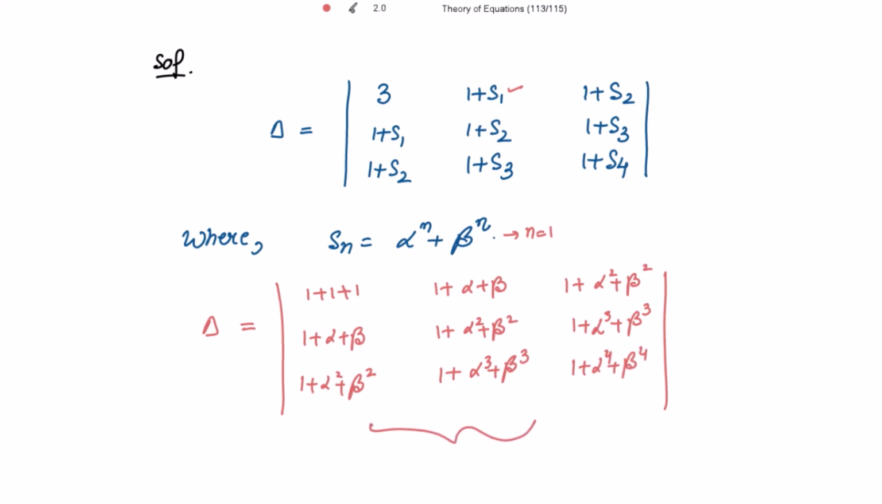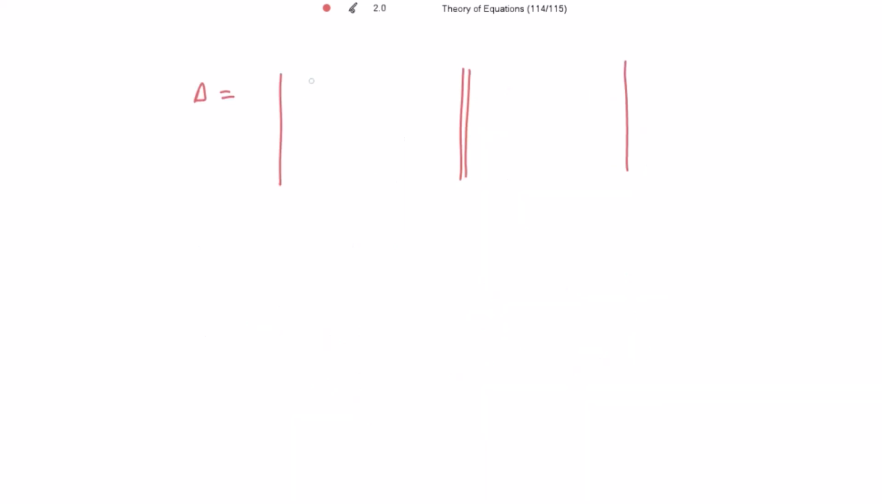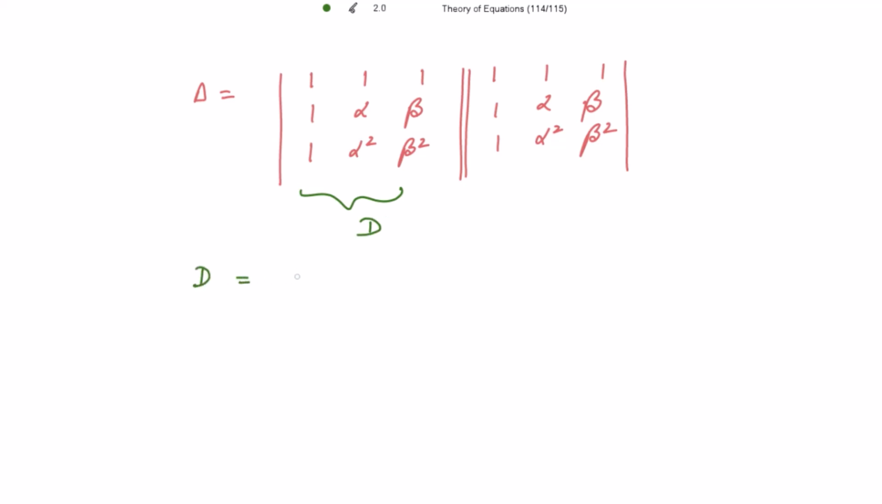We can write this as a product: delta equal to the determinant of 1, 1, 1; 1, alpha, beta; 1, alpha square, beta square, and again 1, 1, 1; 1, alpha, beta; 1, alpha square, beta square. When you multiply these two, you will get back this. Now because these two are the same, let's name this as D. So your D is the determinant of 1, 1, 1; 1, alpha, beta; 1, alpha square, beta square.